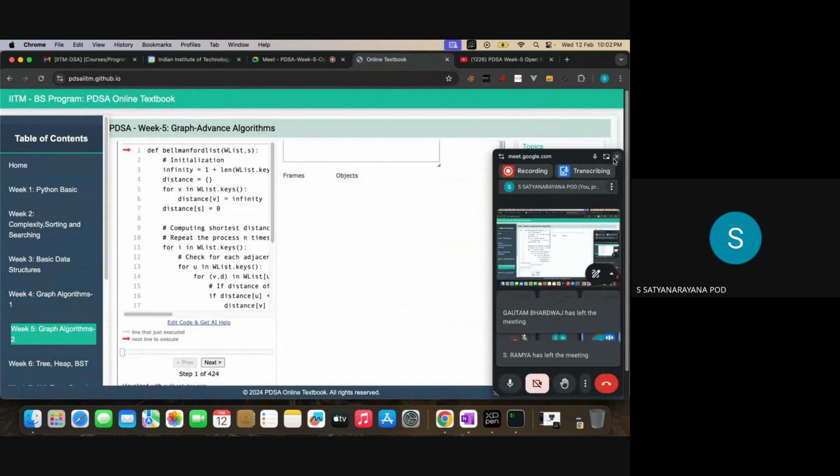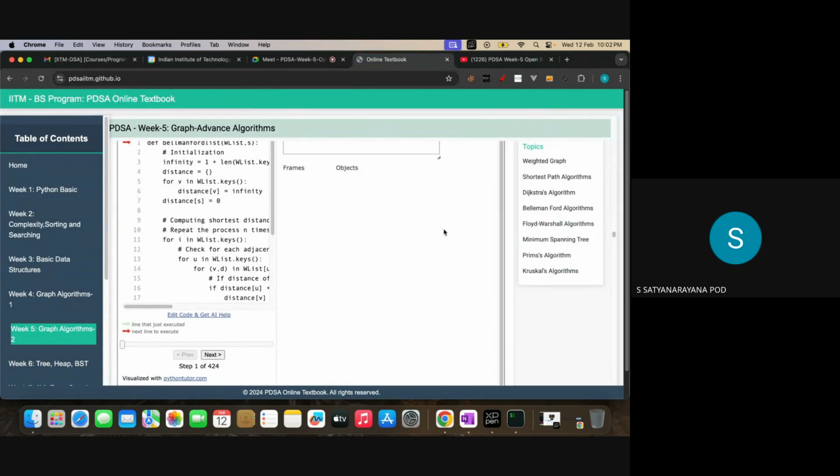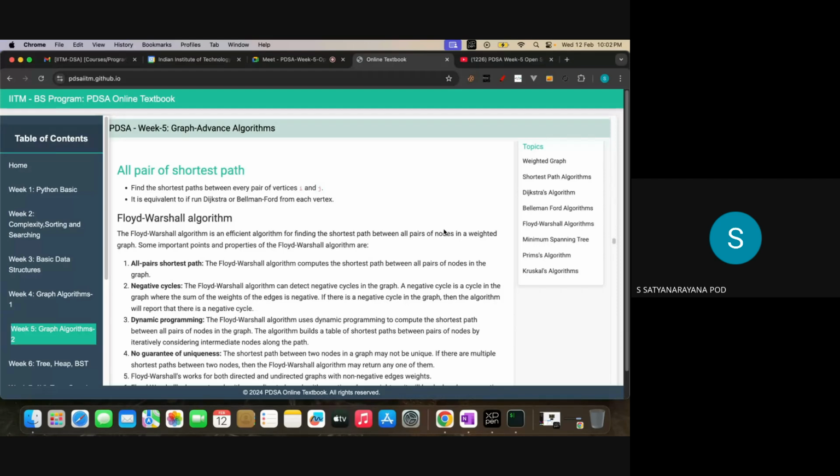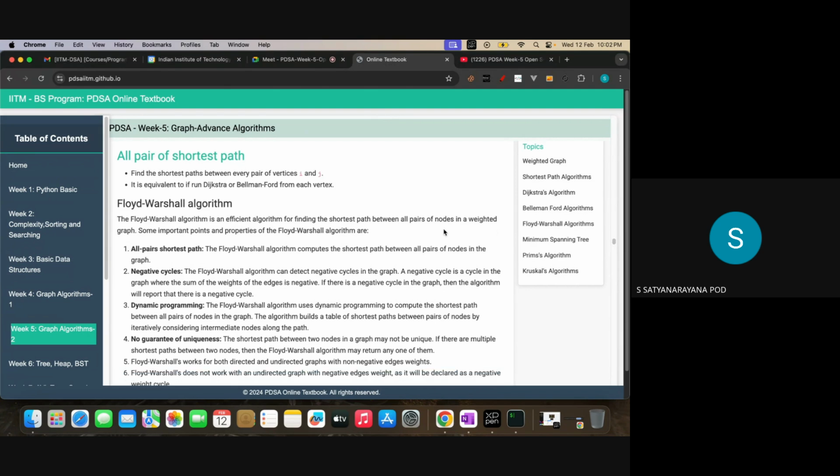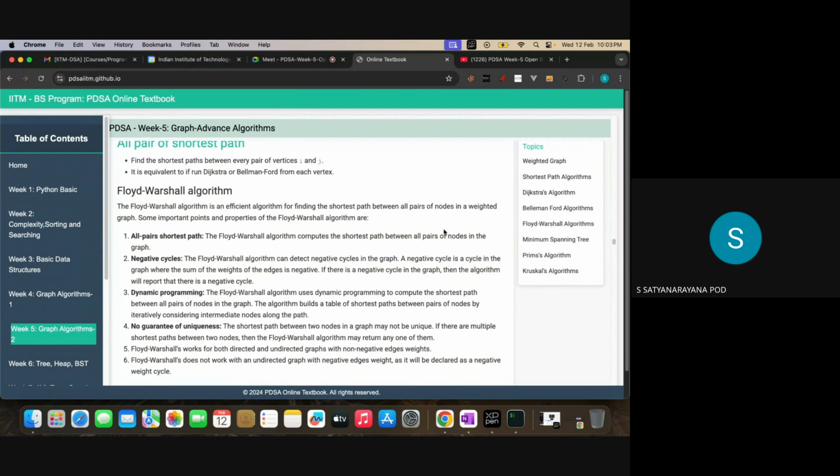The algorithm process is somewhat easy, but the only thing is different versions of the matrix are there. Look at Floyd-Warshall. There are two mathematicians actually. Dijkstra's and Bellman-Ford each carry one mathematician's name, but Floyd-Warshall is a combination of two: Warshall is a different mathematician, and Floyd is a different mathematician. They developed this algorithm.